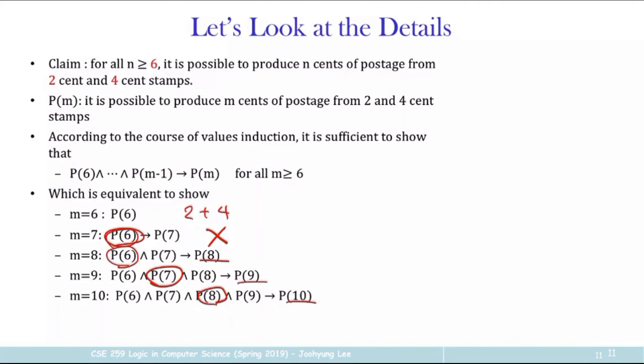Except for the case when m equals 7, where we couldn't use P of 5 as the induction hypothesis because induction starts from 6. So the answer to the previous question is C. C is false. You cannot create k-cent postage. That's not by the induction hypothesis when m equals 7. All right, so okay. Any question?